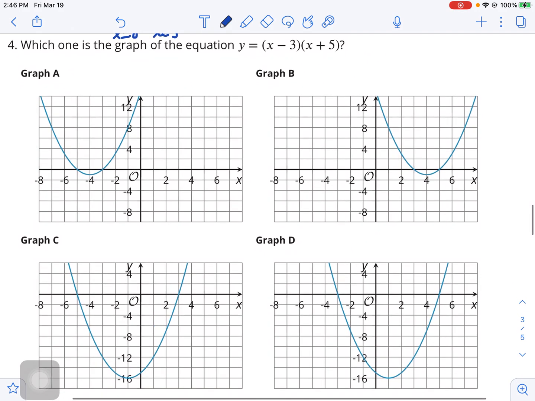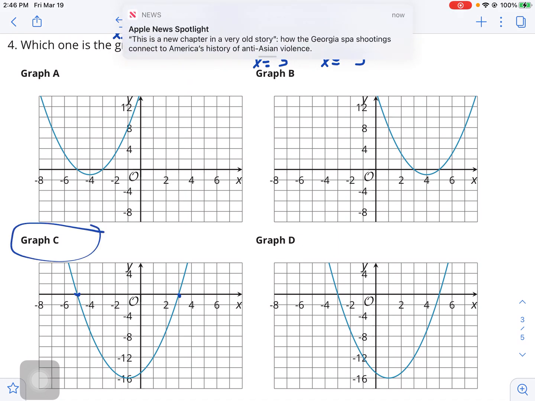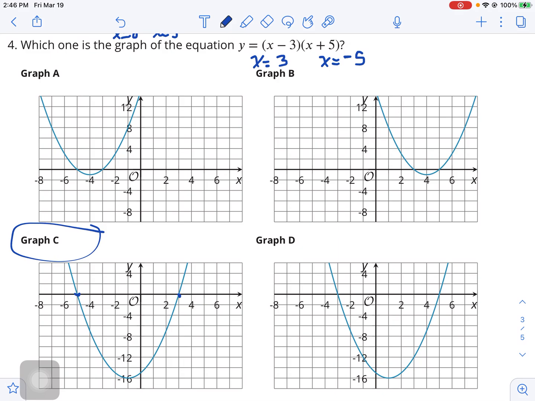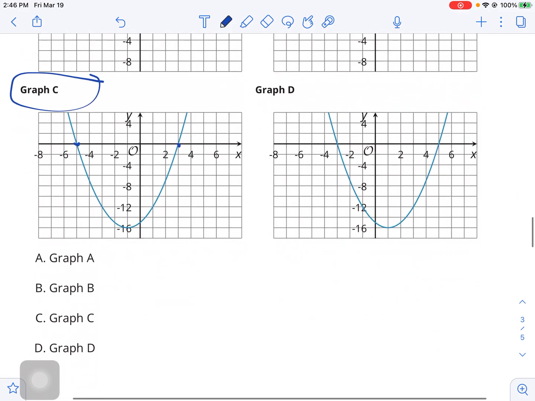Number 4, which one is the graph of the equation x minus 3 times x plus 5? Let's see here. So we have x-intercepts at 3 and negative 5 based on that factored form. So 3 and negative 5, this could be it. Looks like that's it. So this would be graph C.